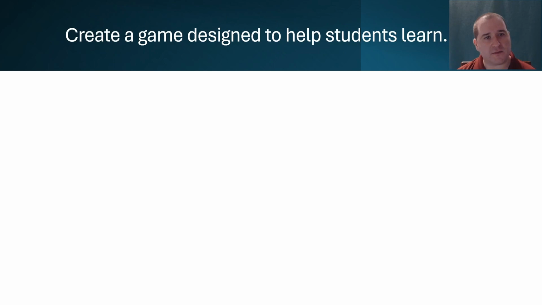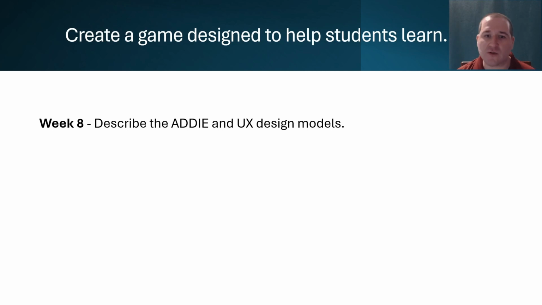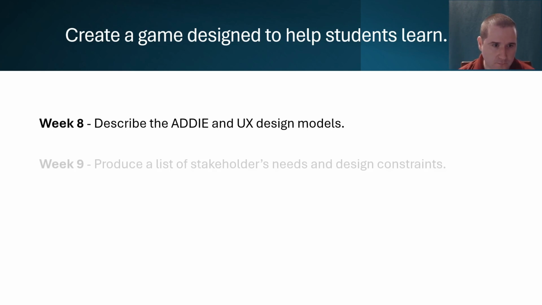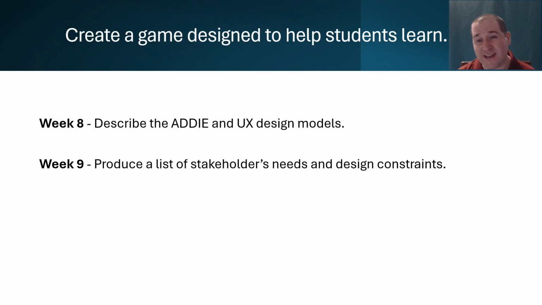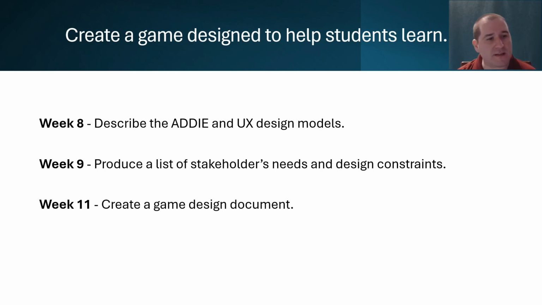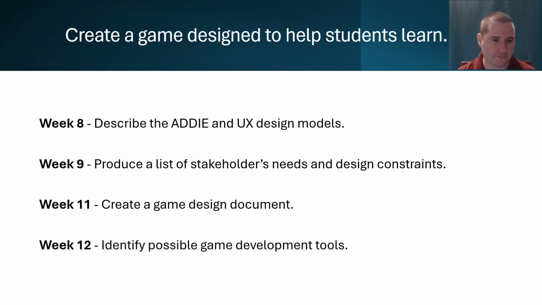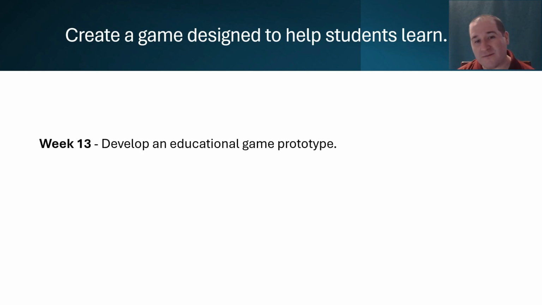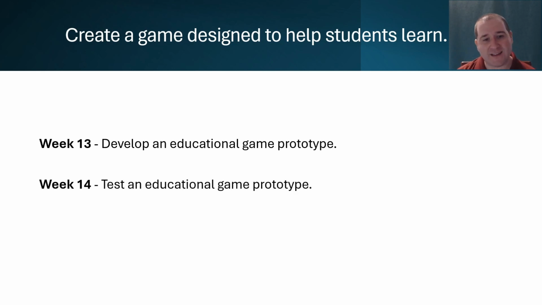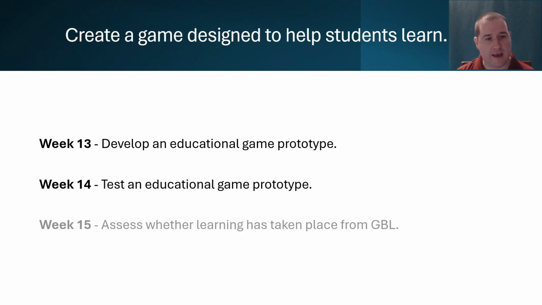And our final objective, to create a game designed to help students learn, we're going to learn about the ADDIE and user experience design models, how to produce a list of stakeholders' needs and design constraints, how to create a game design document. We're going to learn about identifying possible game development tools, how to develop an educational game prototype, how to test an educational game prototype, and finally, how to assess whether learning has taken place from game-based learning.